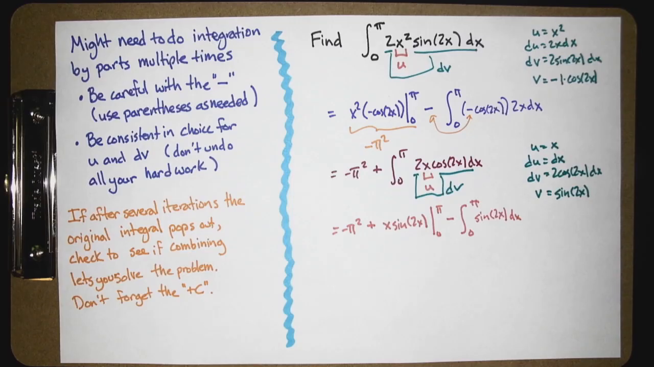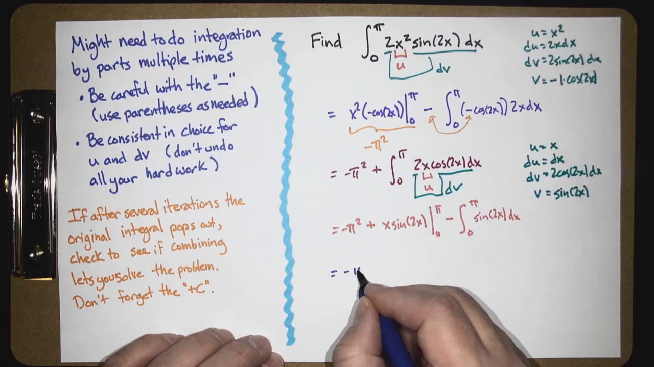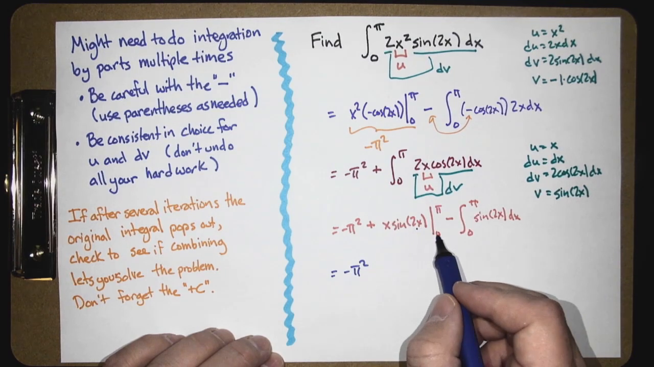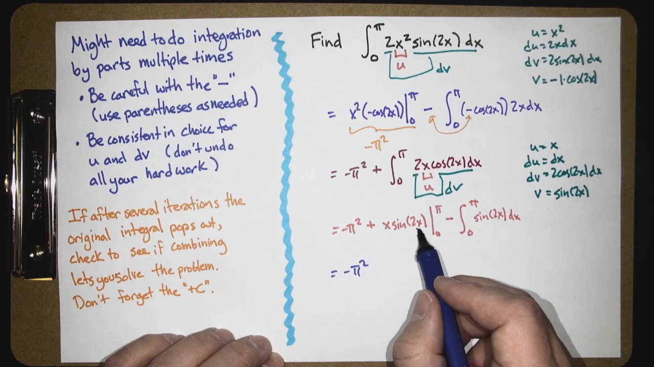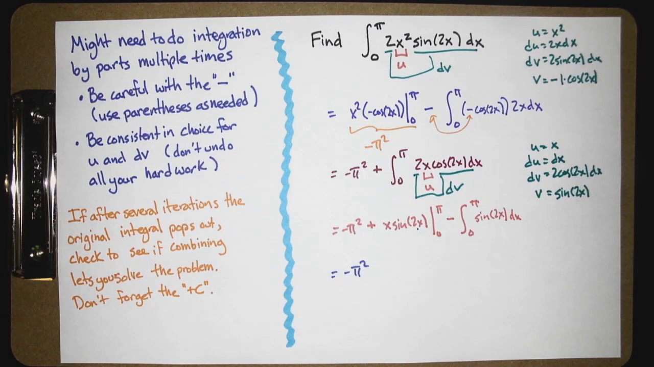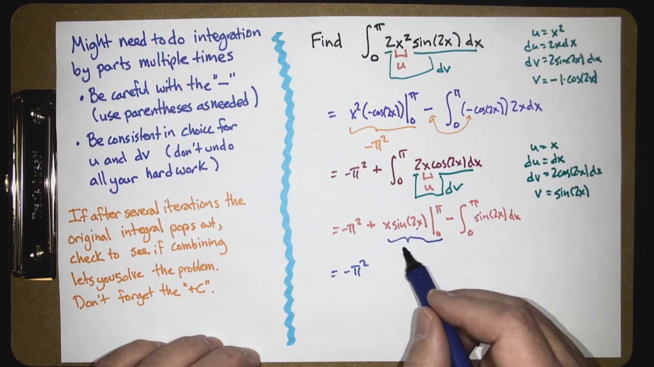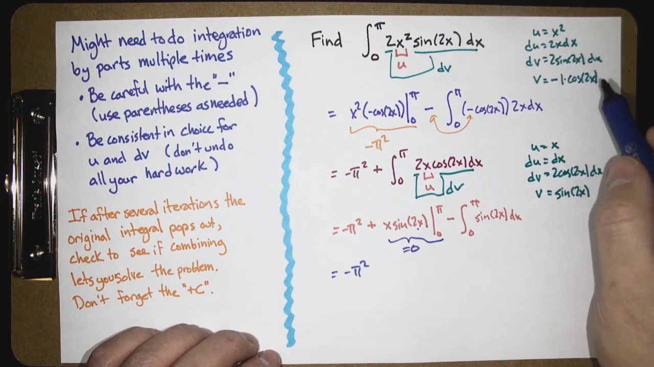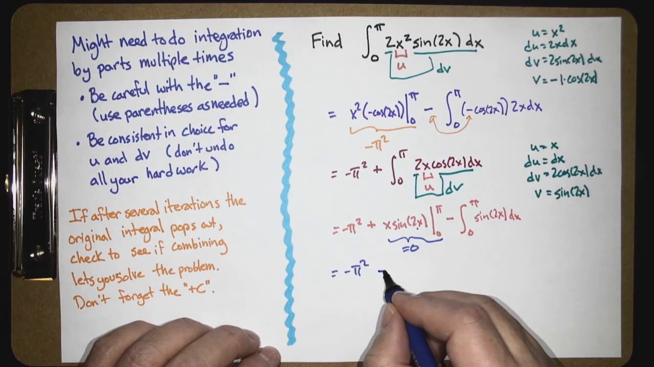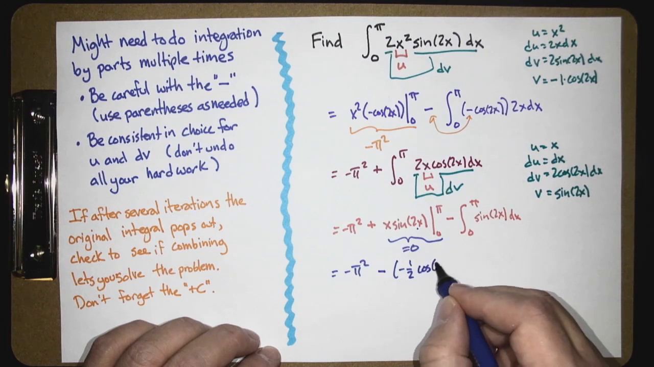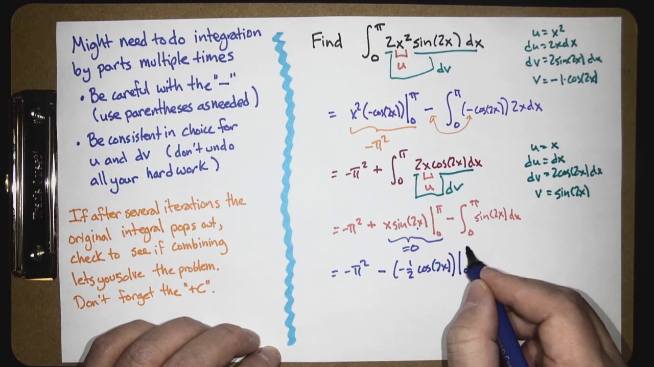All right. Well, we're near the end. We have our minus pi squared. When we plug in 0 into this middle expression, what do we get? 0. Because x is 0 and sine of 0 is 0. When you plug in pi, pi times sine of 2 pi. Sine of 2 pi? 0. So this whole thing is gone. All right, well, what about the integral of sine of 2x? Well, we already did that. So we might as well just write it again. So the integral of sine 2x would be minus 1/2 cosine 2x, evaluate from 0 to pi.